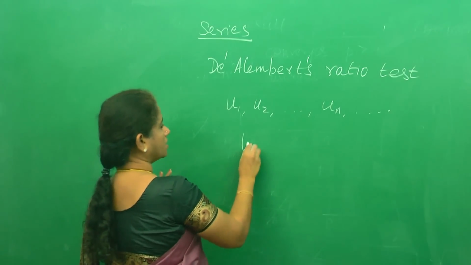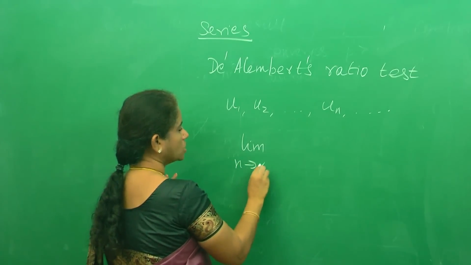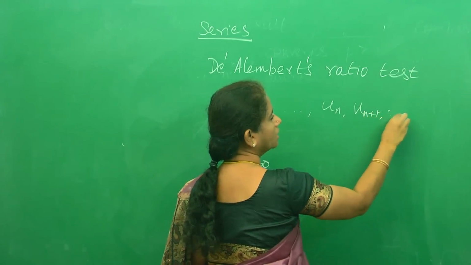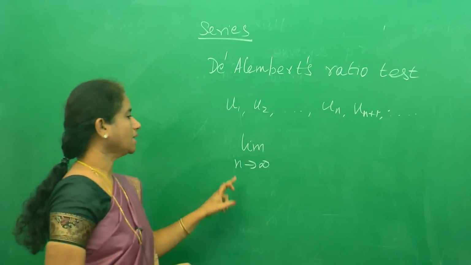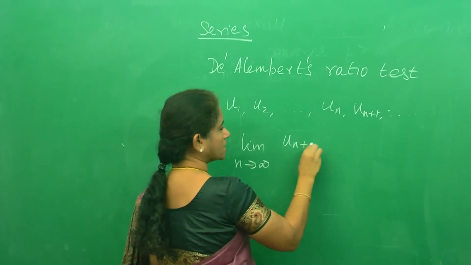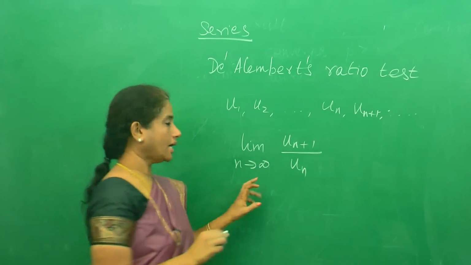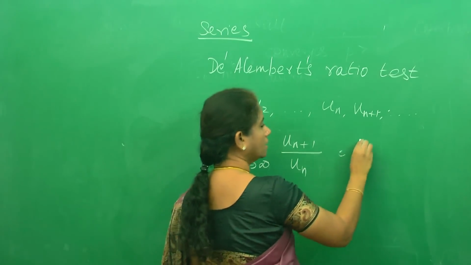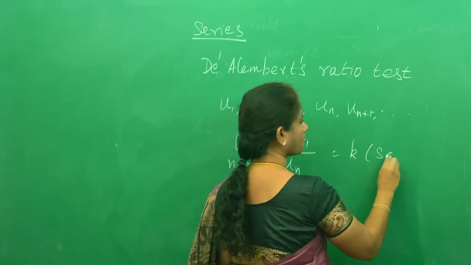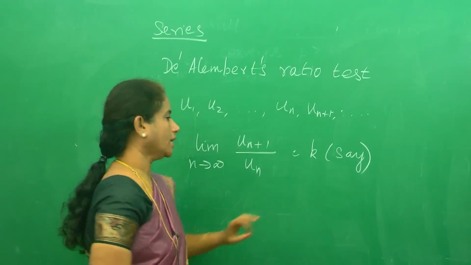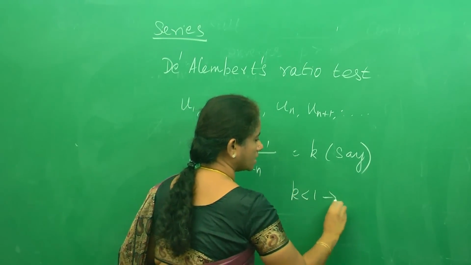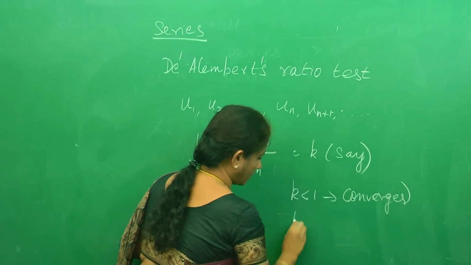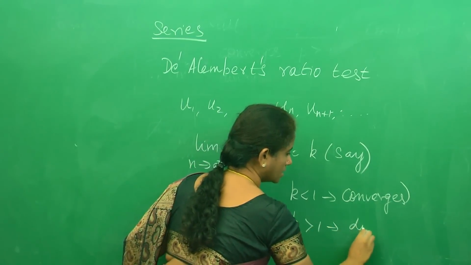Okay, it's very simple. Limit n tends to infinity. You just have to take two consecutive terms. So the next term is going to be un plus 1. So you find limit n tends to infinity un plus 1 divided by un, and calculate this answer. Okay, so you will get an answer, say it is k. So now when k is smaller than 1, the series converges. And when k is more than 1, the series diverges.